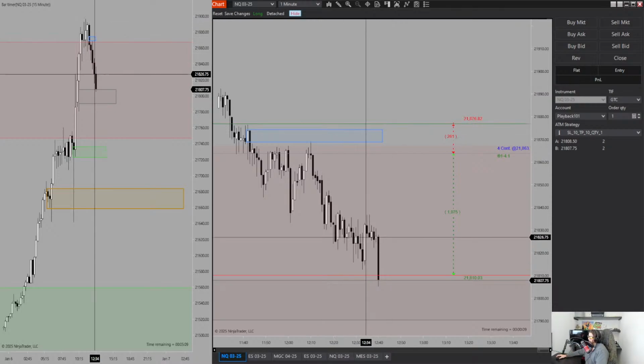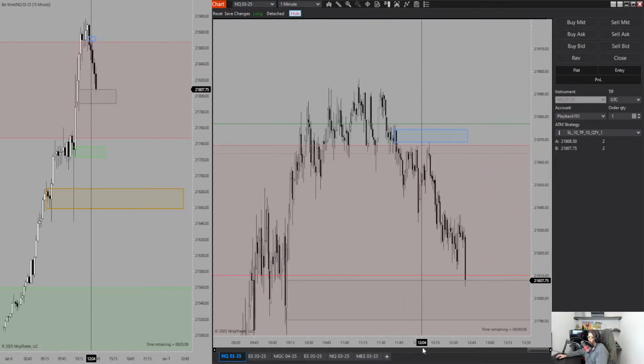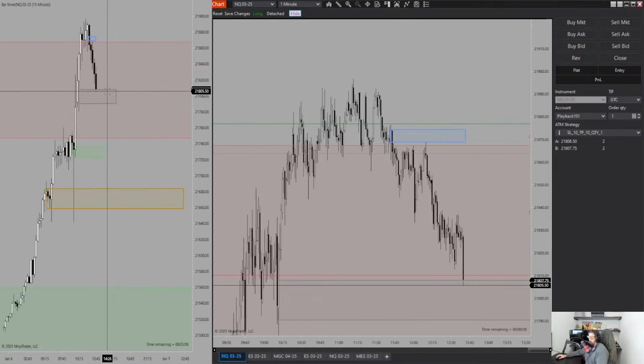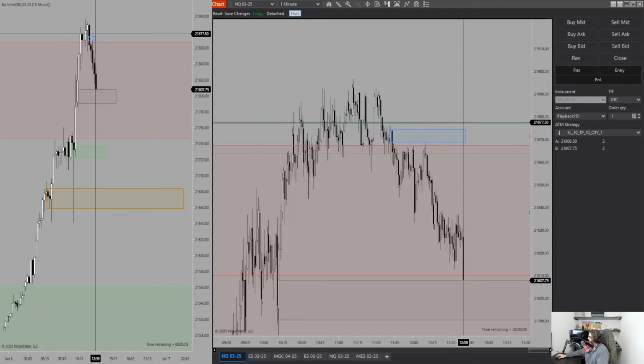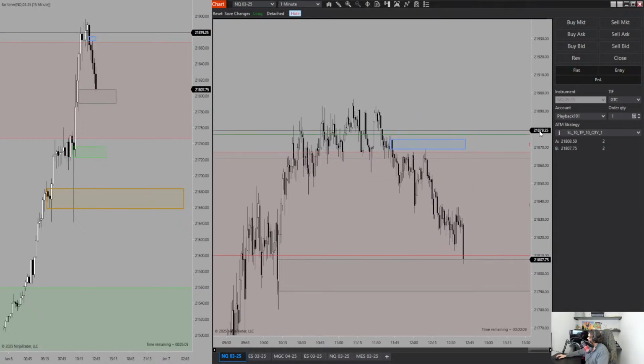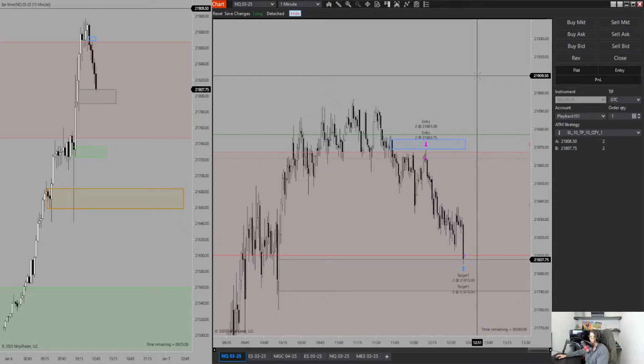I'm gonna leave it here because I'm gonna come back to the next session at this level, because we're gonna want to possibly look for a long retracement out of here. Let's take a picture of that.